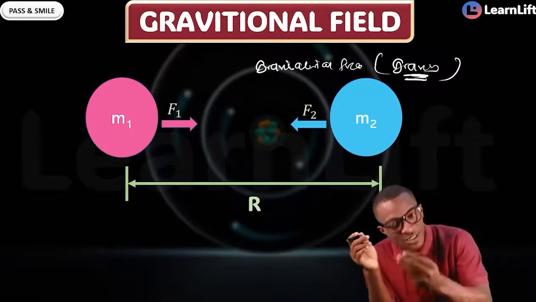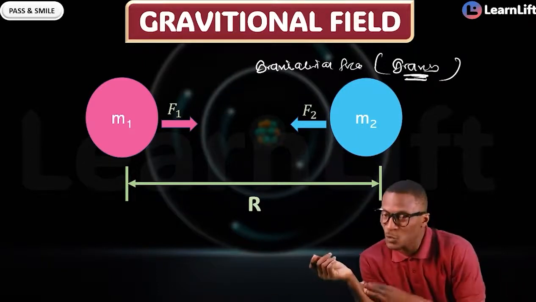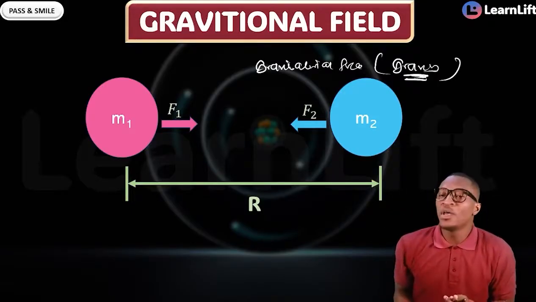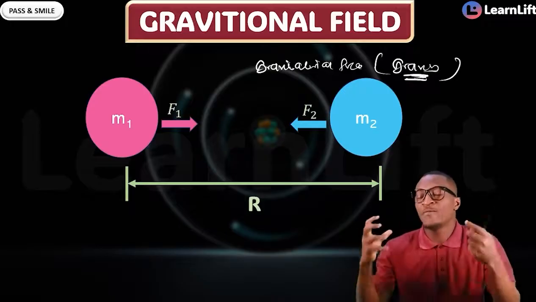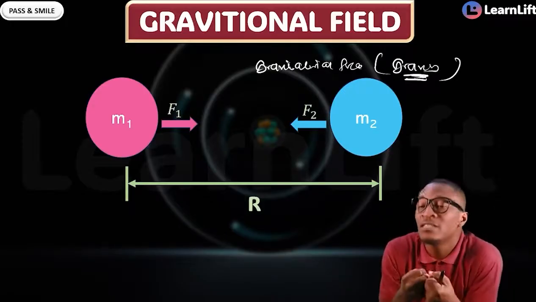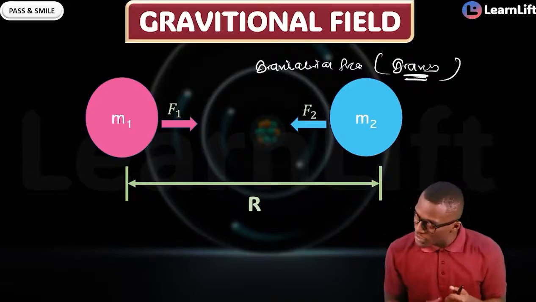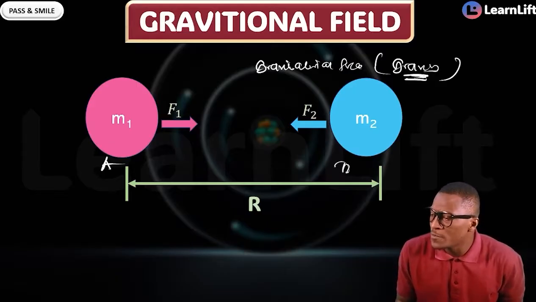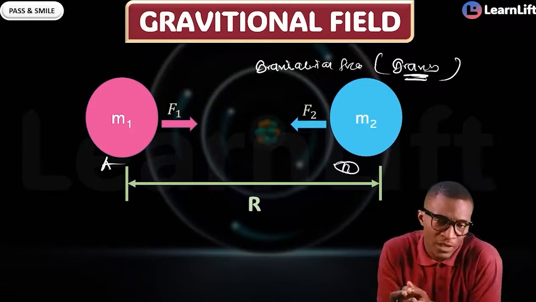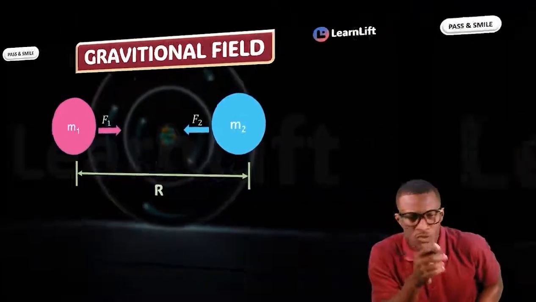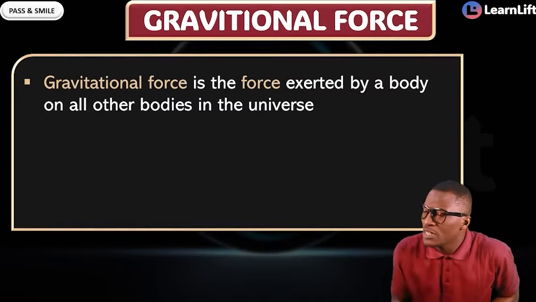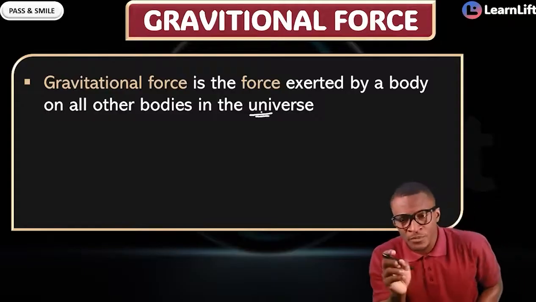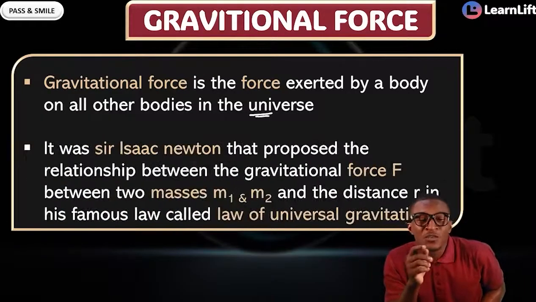There's a difference between gravity, which is a gravitational force, and weight. Weight is the gravitational pull of a body towards the earth. When a body is pulled towards the earth, it's called weight. But the force that pulls two bodies towards each other is called gravity. If we give an example, let's say this is a body A and this is a body B. These two bodies are pulled towards each other. That's what we call your gravitational force, which is called your gravity. Take note that gravitational force is the force exerted by a body on all other bodies in the universe.